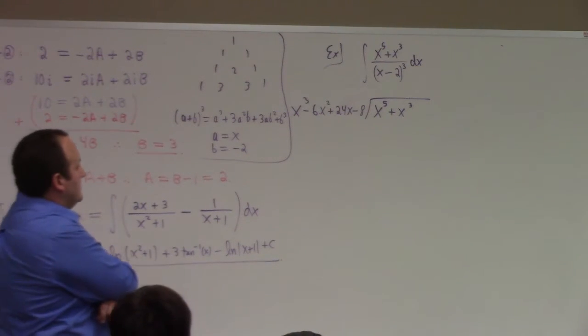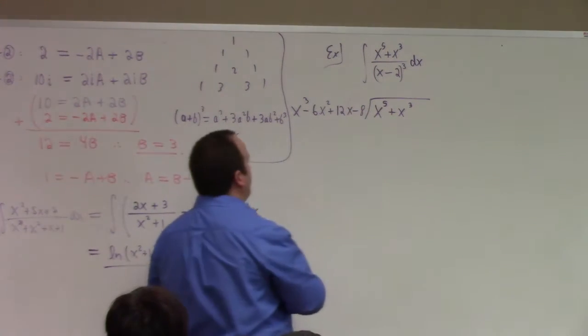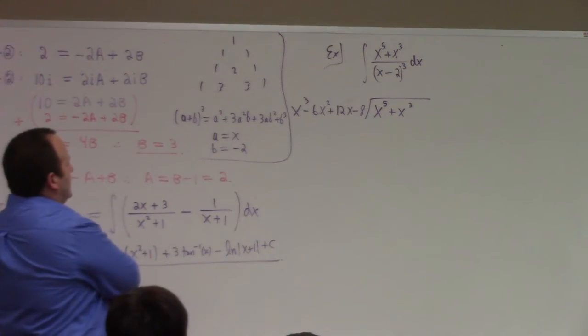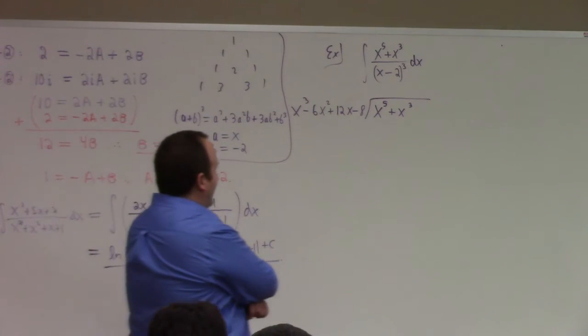Oh, that should be 12x? Thank you. Are you sure about that? Because b squared is 4. 4 times 3. Oh, 4 times 3 is 12. Yeah. Okay. All right. I'll allow it.